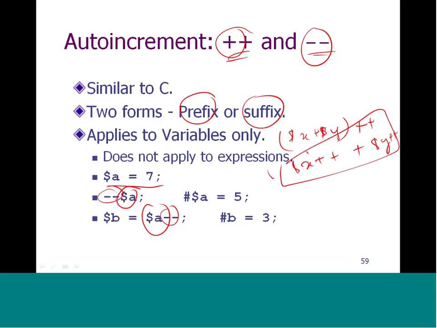So a is assigned 17, then plus plus $a gives 6, so it increments by 1, and this should be 5, sorry for the typo. And then b is 5, so here it is decremented by 1 and then again another decrement by 1. This is the result, but now in actuality there is a difference between the prefix and the suffix. So let's see what the difference between the prefix and suffix is.